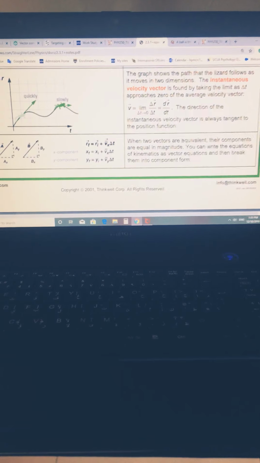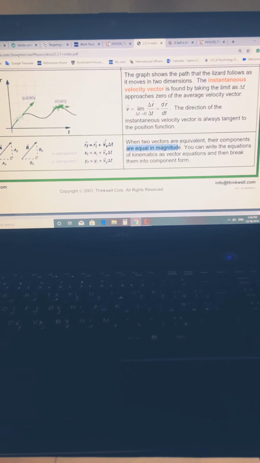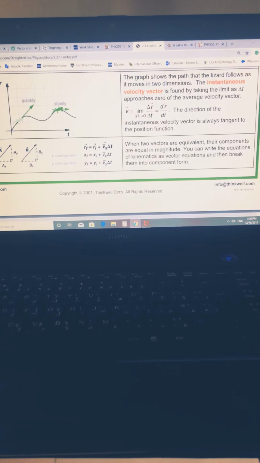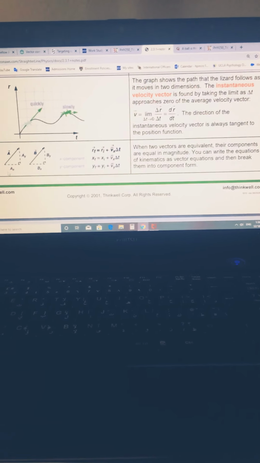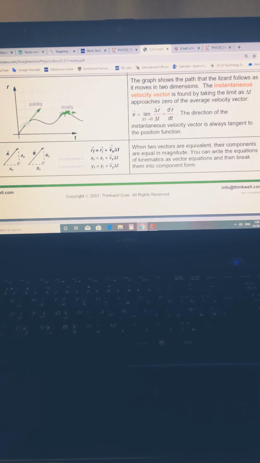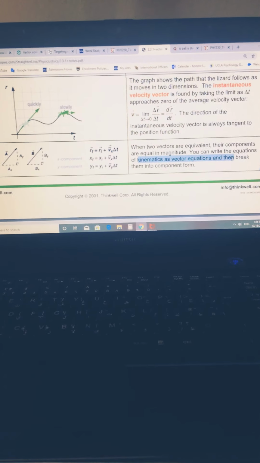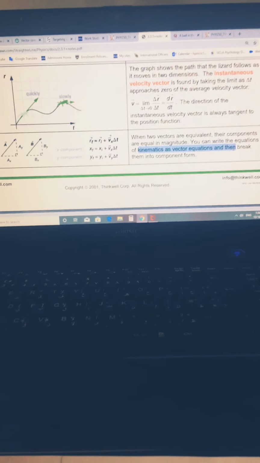When 2 vectors are equivalent, their components are equal in magnitude. So when a vector A is equal to vector B, ax is equal to bx, and ay is equal to by. So you can write the equations of kinematics as vector equations and then break them into component forms.